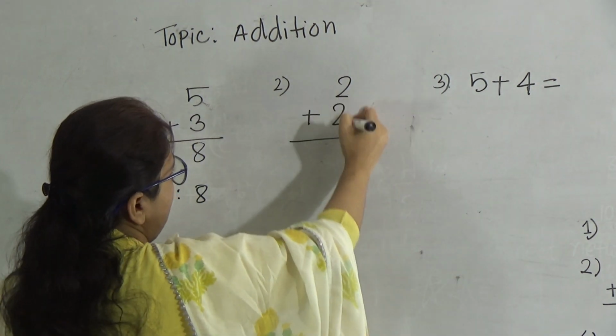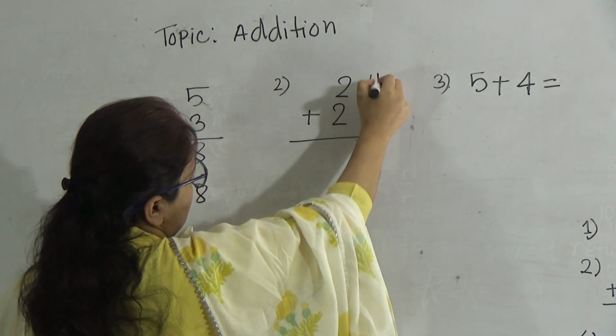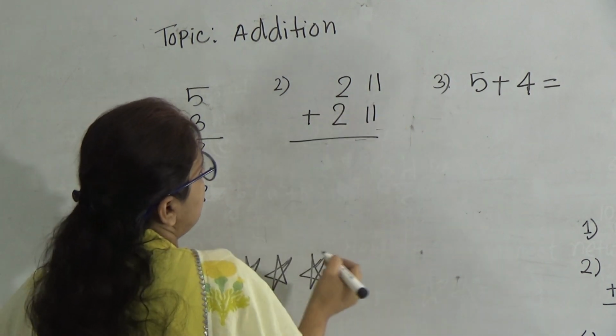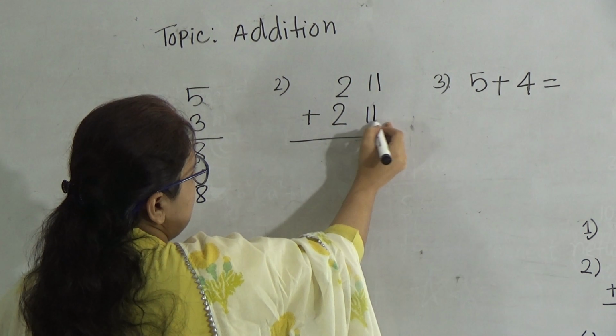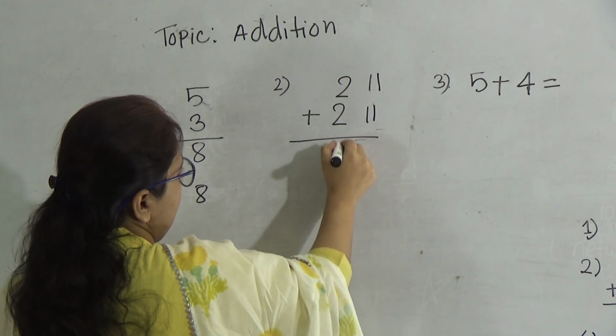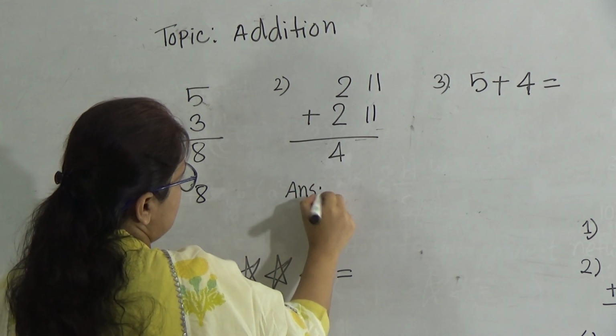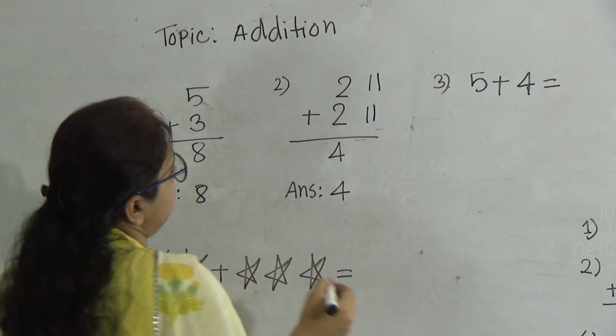Here are 2, and now take number 2 and another line, number 2: 1, 2, 3 and 4. So our answer is 4. Now you have to write your answer, 4.